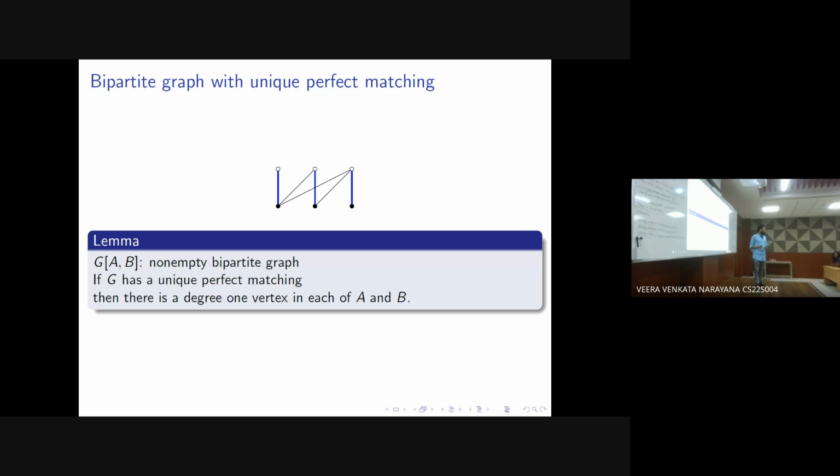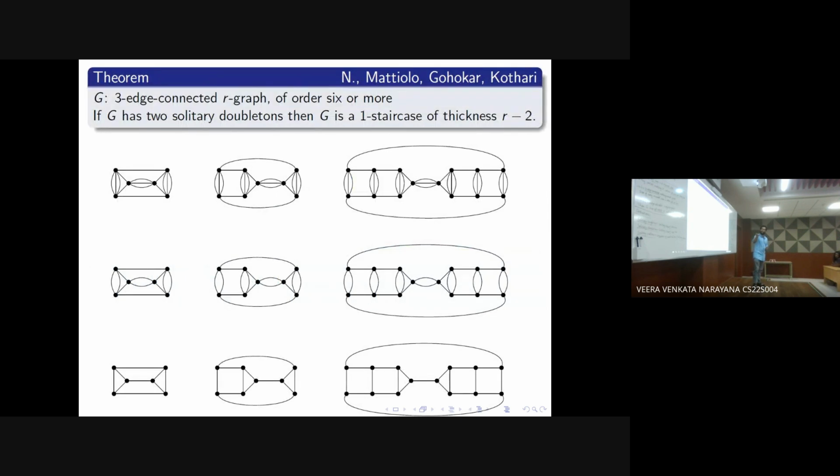So now we are ready to prove our theorem. Just to recall, we have a 3-edge connected R graph with 2 solitary doubletons alpha beta, alpha prime, beta prime. Now we are going to prove that it is a one staircase of thickness R minus 2.